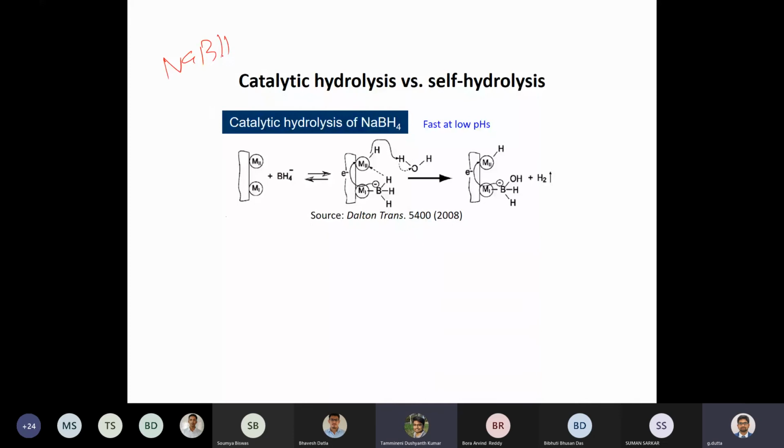See, sodium borohydride. Any question, guys? See, sodium borohydride means it is Na+ and BH4-. This BH4- anion has four hydrogen atoms. M here means the nanoparticle, right? So this hydrogen can adsorb on the nanoparticle surface like this, and at the same time, hydrogen can be removed from the solution. And this is called the catalytic hydrolysis of sodium borohydride.